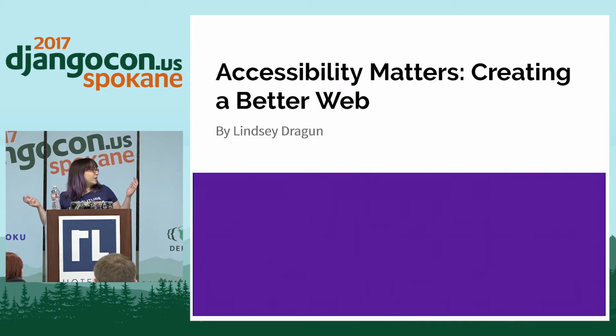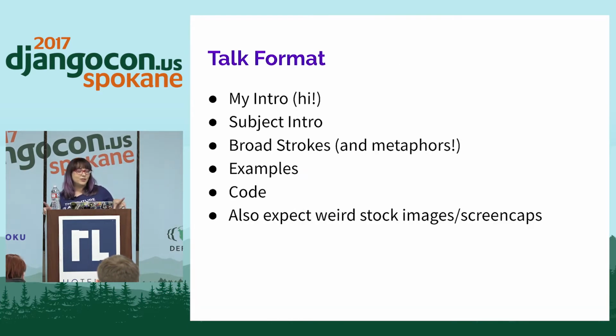Just a quick overview of what we'll be going through. I'll give my intro, I'll introduce the topic, and we'll talk about some broad ideas, and also I'll be giving some specific examples that I find helpful. There will be a bit of code at the end to show how to identify an accessibility problem and solve it. And expect lots of weird stock images and screen caps because I don't get a chance to use them much. This particular presentation will not include any animation.